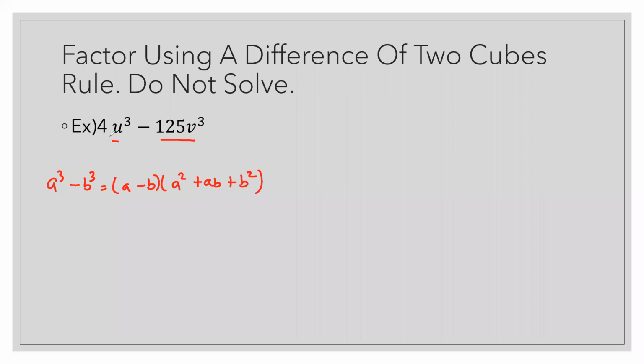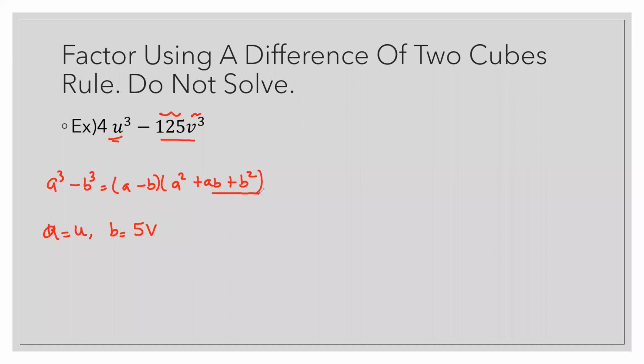So let's start with u cubed. What letter, in our case it's just a letter, when cubed gives you u cubed? That would just be u, right? Our a value would be u. And then our b value is going to be a number and a letter. So let's start with 125. What number when cubed gives you 125? 5. And then the letter v cubed, what letter when cubed gives you v cubed? That would just be v, right?